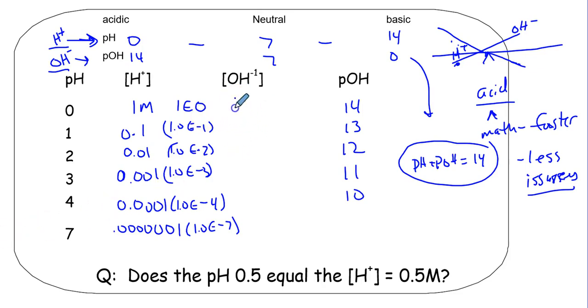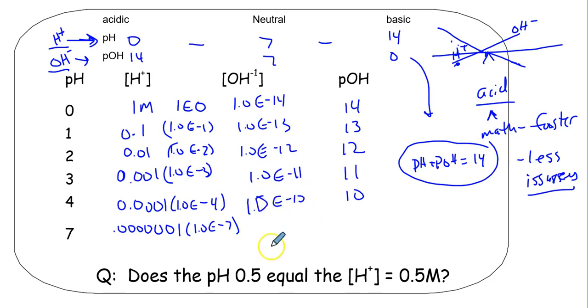The answers here are going to be 1.0 e to the negative 14th, 1.0 e to the negative 13th, 1.0 e to the negative 12th, and it just keeps going down. Negative 11th, 1.0 e to the negative 10th, 1.0 e to the negative 7th, and this would be a 7. And again, at this point we're neutral. And then the whole thing just flips, and this is the bottom here, it just reverses.